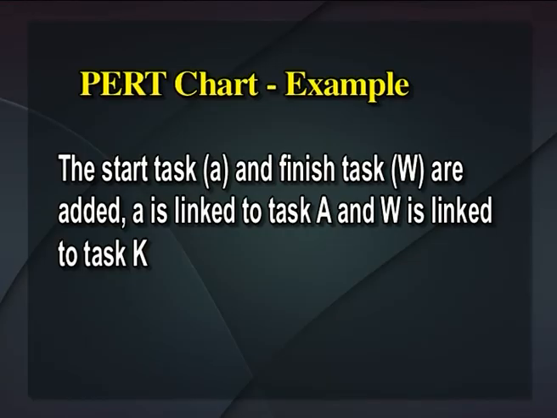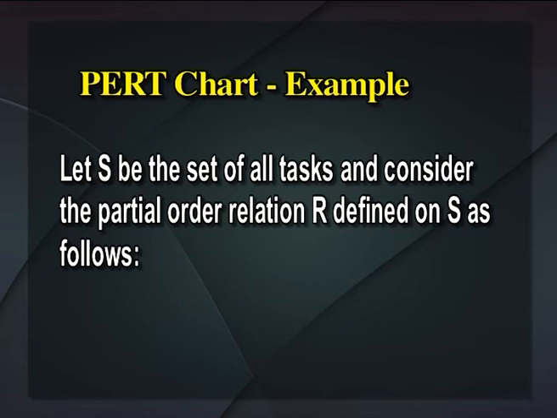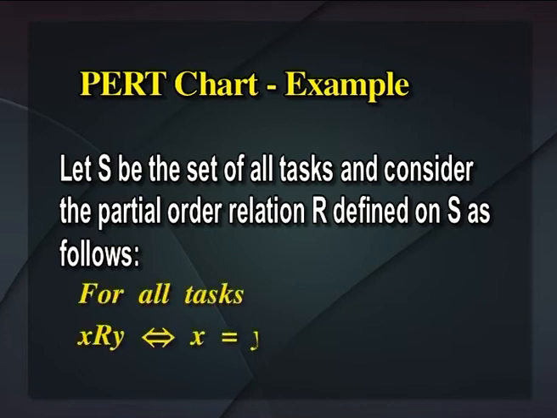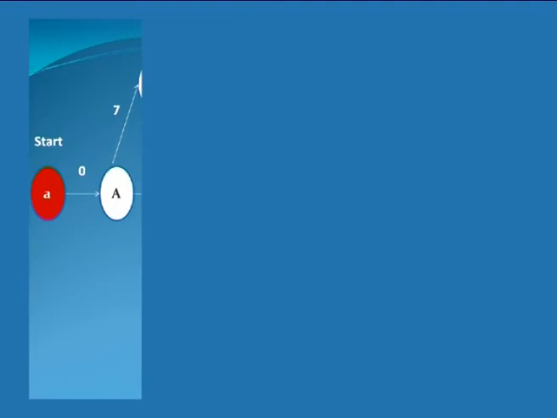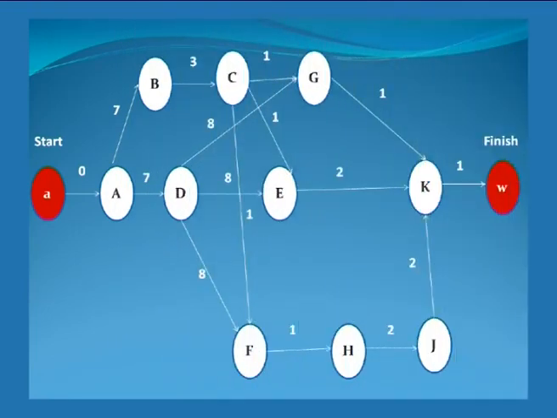The start task, that is A, and finish task, that is W, are added. Start is linked to task A and W is linked to task K. Let S be the set of all tasks and consider the partial order relation R defined on S as follows. For all tasks X and Y in S, X R Y implies X is equal to Y or X precedes Y. The minimum time required to finish this job is calculated using the project evaluation and review technique. The PERT diagram of the project is shown in the figure.